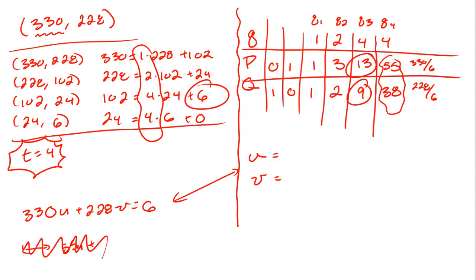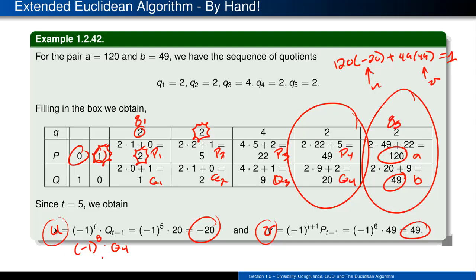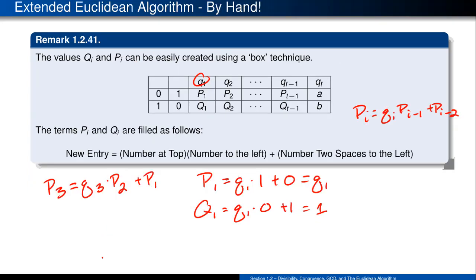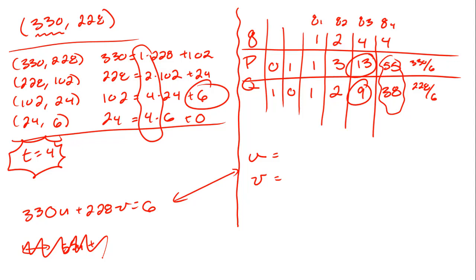Okay, so what we have is that this thing required 4 total divisions. So my t value is a 4. If we go back to our little formula for what my u is supposed to be, my u is supposed to be -1 raised to the number of divisions. So in this case, it's 4. And then it's going to be a q3. So I'm going to see that take shape here. It's going to be a -1 to the 4 multiplied by a q3.